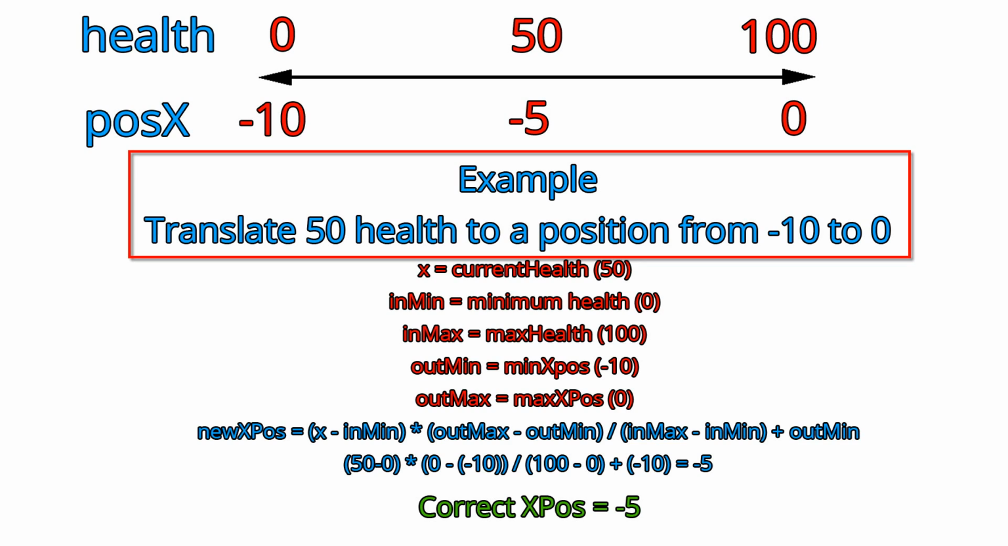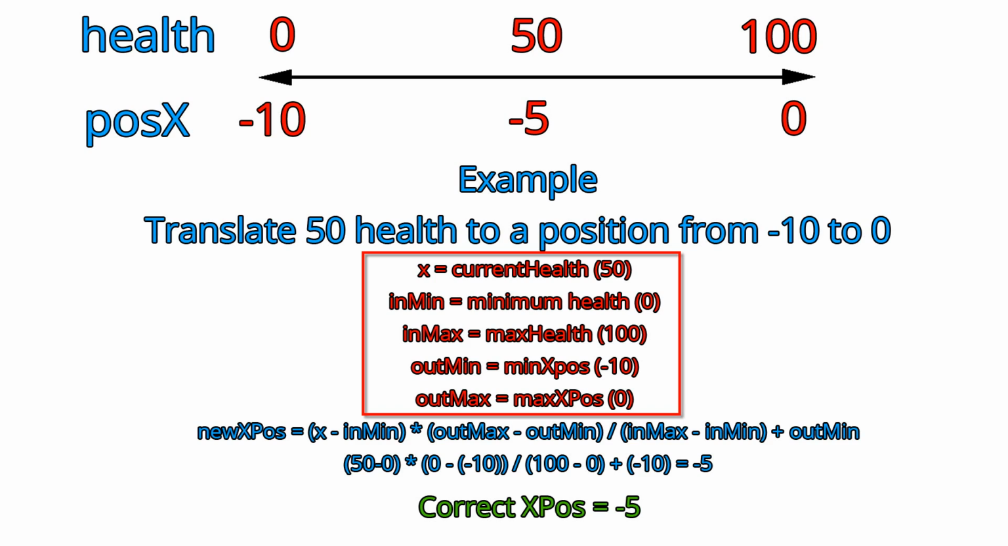So if we have 50 health, and we want to translate that 50 health into a scale from -10 to 0, then we can use this formula to calculate it. So x is our current health, which is 50. We have in minimum, which is the minimum health we can have, which is 0. Then we have in maximum, which is our maximum health, which is 100. And then we have out minimum, which is the minimum output we want, which is -10, because that's the minimum value of the x-axis. And then we have out maximum, which is 0, because that's the maximum our x-axis can go to.